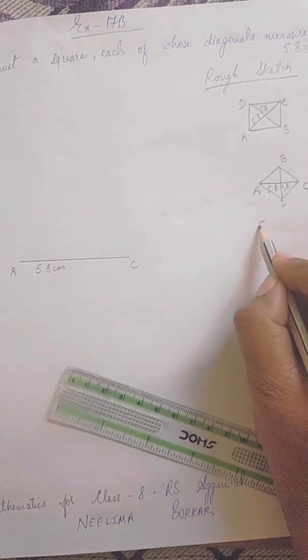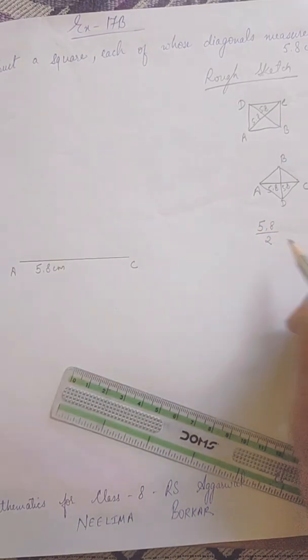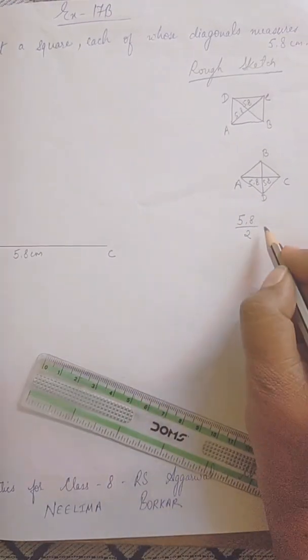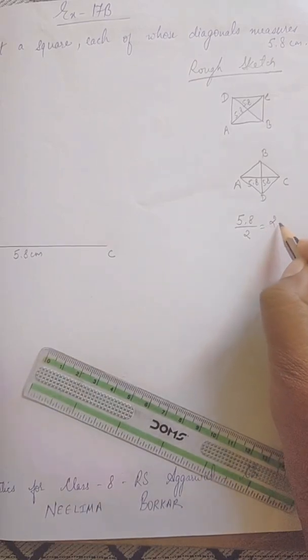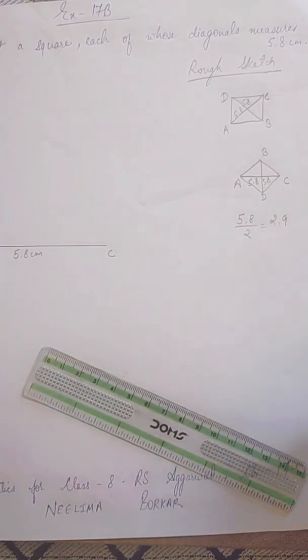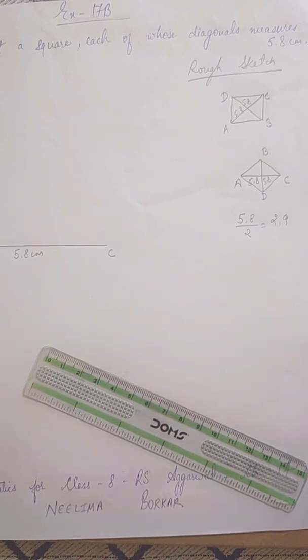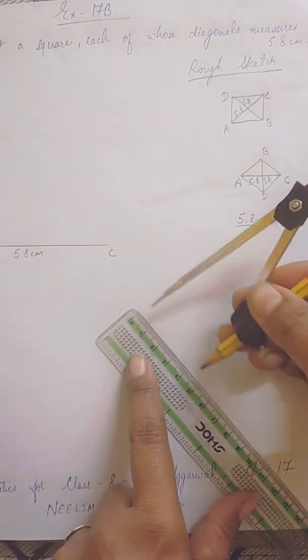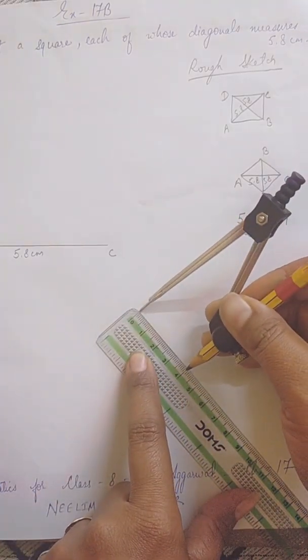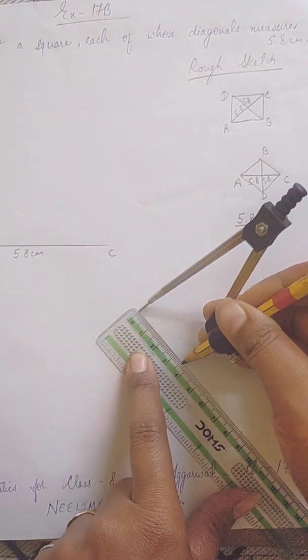AC is 5.8, so 5.8 divided by 2 will give you 2.9 centimeter. So half of AC is 2.9. So take a radius more than 2.9. You can take it 3 or 3.5, anything you can take. So 3.5 I have taken.